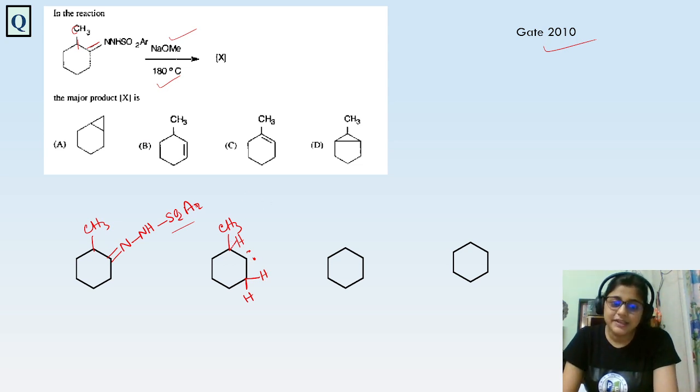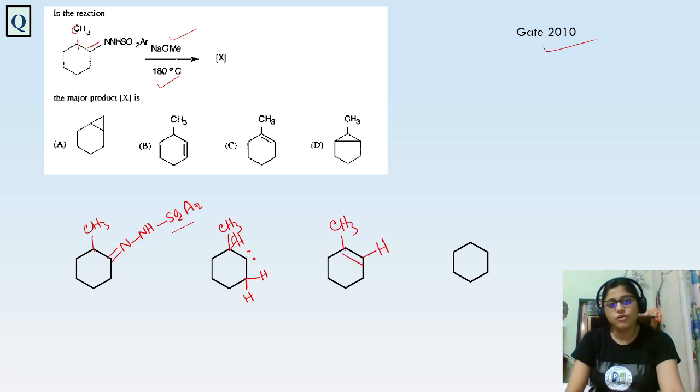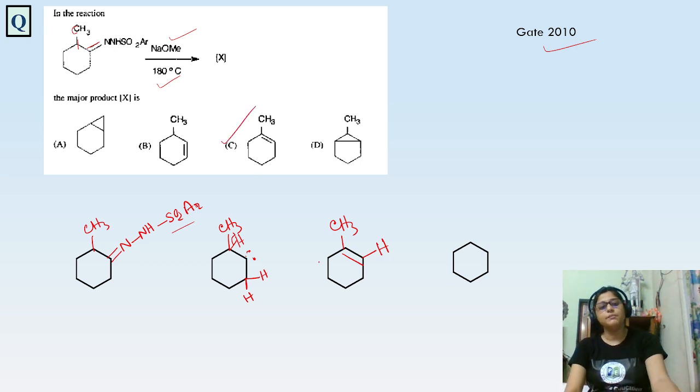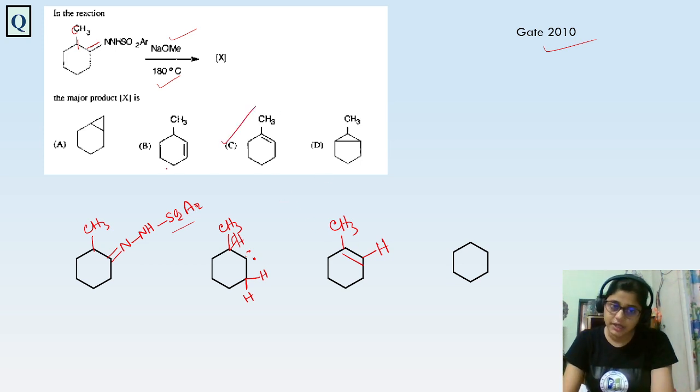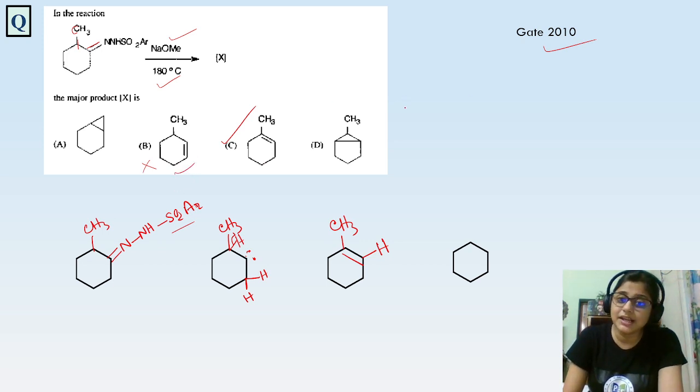So the insertion will happen, this hydrogen will go to this carbon, and the double bond will be majorly formed here. Here hydrogen is there, so this will be the product. C will be the major product. Understood? And this is the minor product, which will not be the product. So what concept is needed here? Thermodynamically controlled product.